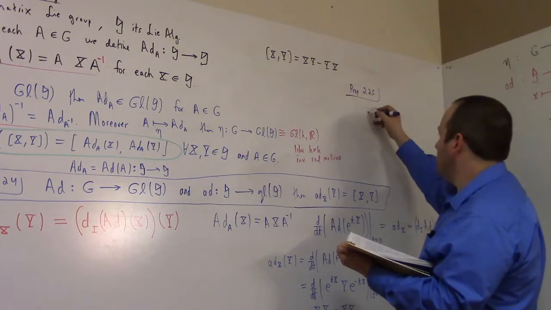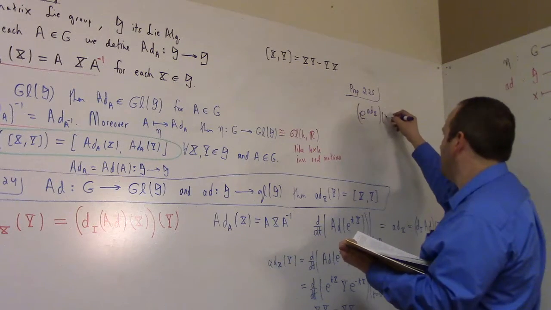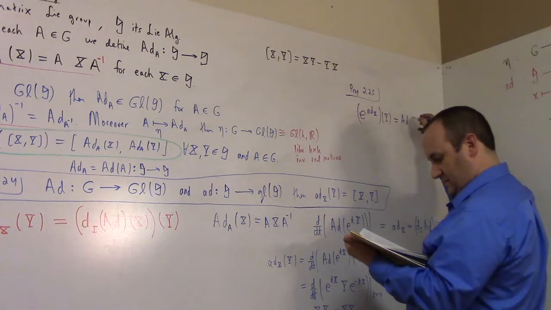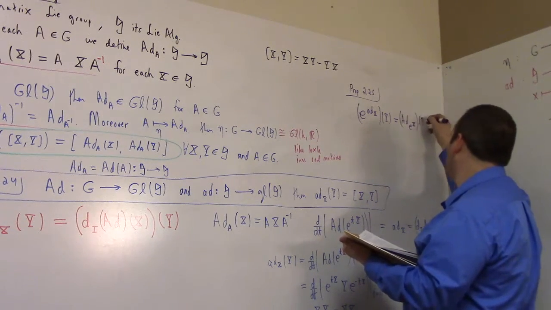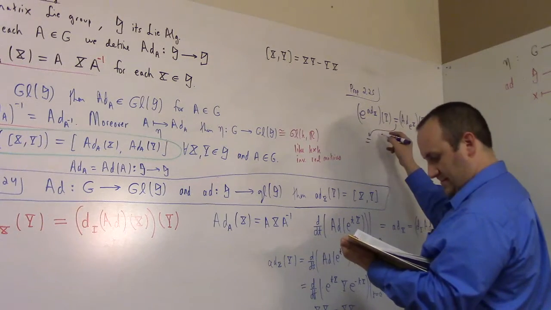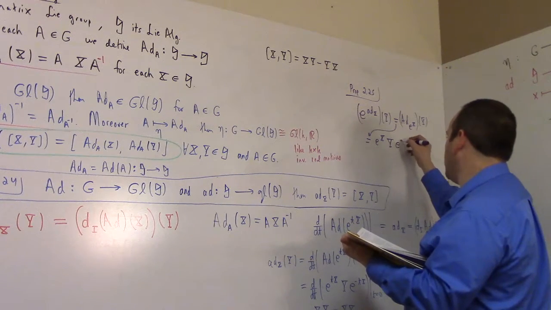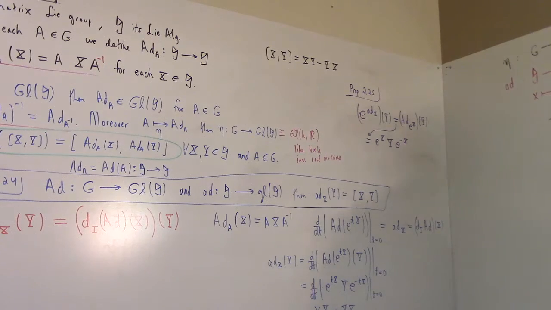It states that e to the little ad x, and I'll put some parentheses in, makes me happier, acting on y is equal to the capital Ad sub e to the x, again acting on y, which by the way is equal to e to the x, y, e to the minus x. Which is what we assumed was true because he told us it was true earlier.